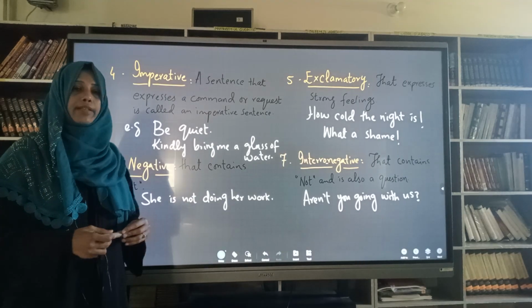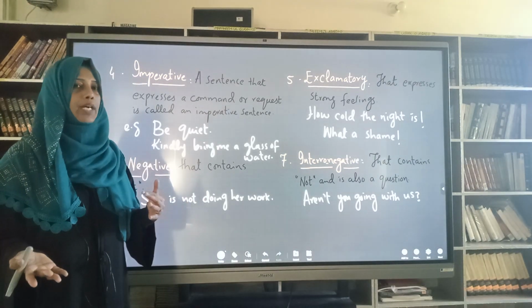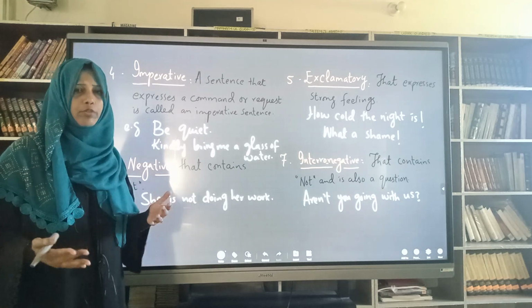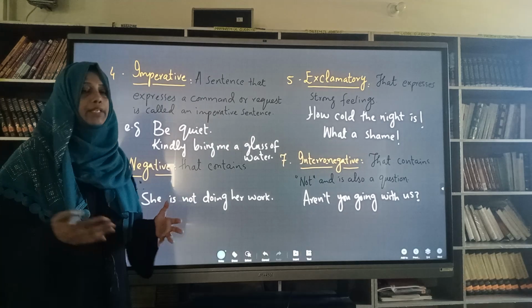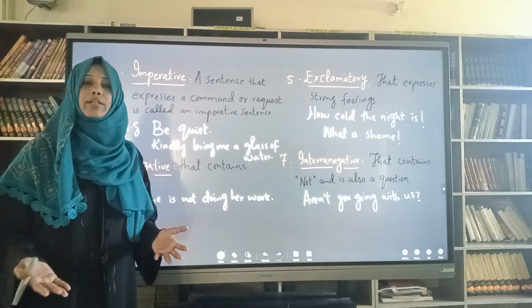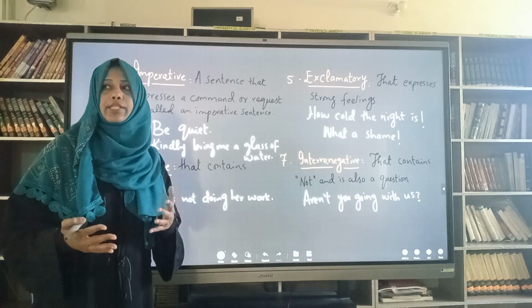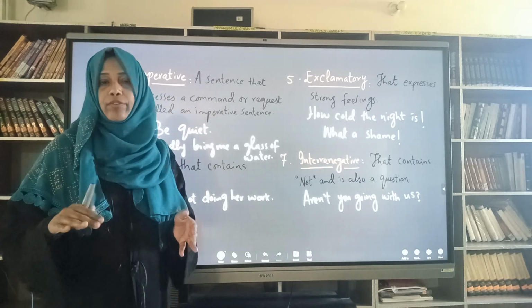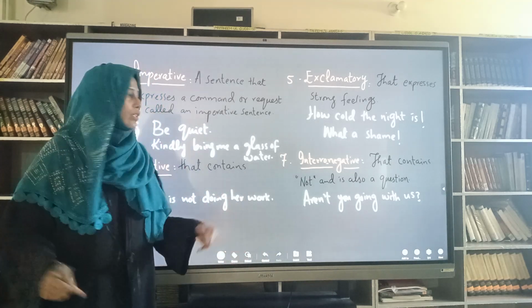Okay, next is the negative sentence, which actually should be the third type or the second type along with interrogative sentences. But it's okay, it doesn't make any difference. So negative sentences contain a not or never, etc. For example, she is not doing her work. So any sentence in which you want to give the idea that this function or this verb is not being performed, you will simply place the not.